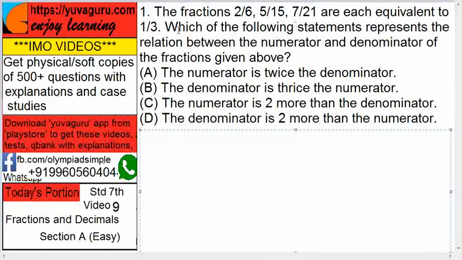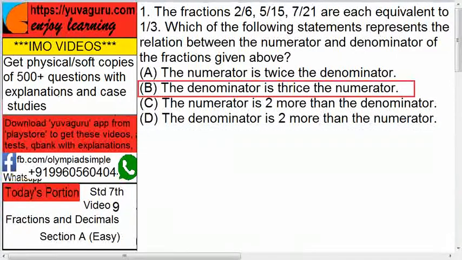Okay, next. Which of the following statements represent the relationship between the numerator and the denominator of the fractions given below? The numerator is twice the denominator. Is it so? No. 2 threes are 6. The denominator is thrice the numerator. Yeah, that is right. B is the answer. Once you get the correct answer, you need not look at other options because it will be a waste of time for you.